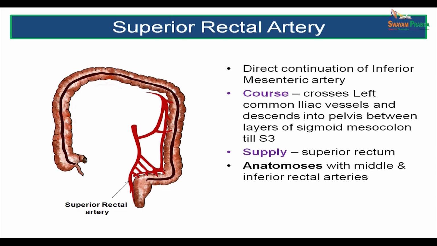The superior rectal artery is a special mention. It is a direct continuation of the inferior mesenteric artery and supplies the upper half of the rectum and anal canal. It crosses the left common iliac vessels and descends into the pelvis between layers of the sigmoid mesocolon up to the level of S3. It supplies the superior portions of the rectum and anal canal and anastomoses with other branches like the middle rectal artery and the inferior rectal arteries.